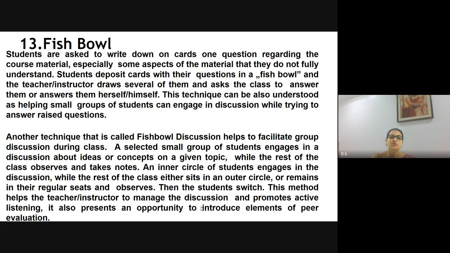Here the students are asked to write down on the cards. We have a few cards. One question regarding the course material. About the course material, they should ask one question, especially on some aspects of the material that they do not fully understand. Okay, I think it is very clear. The next step is that the students deposit these cards with the questions in a fishbowl, and the teacher draws several of them and asks the class to answer them, or answers them himself or herself.